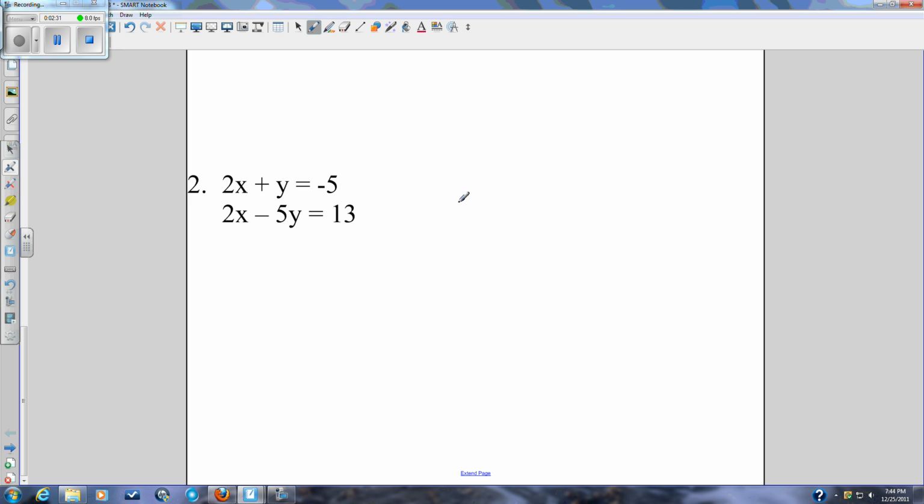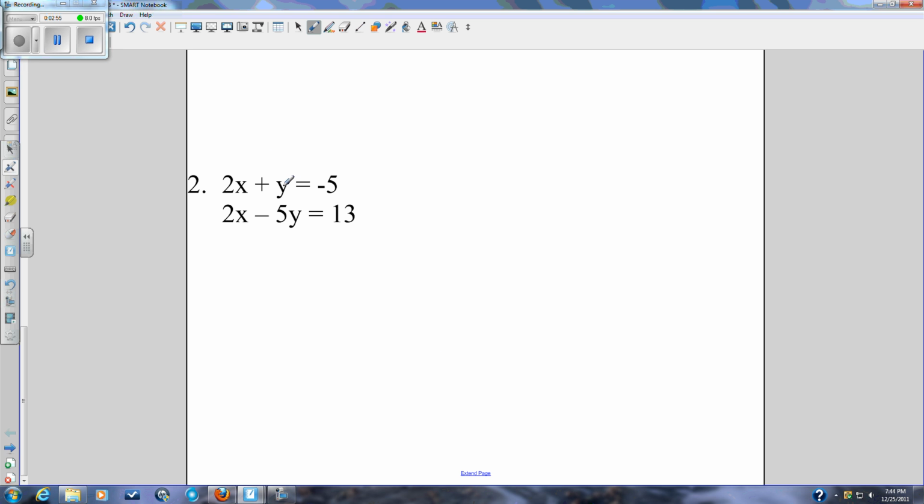Now let's look at our second system of equations. We have 2x plus y equals negative 5, and 2x minus 5y equals 13. Now if we were to just add these together, you notice that neither the x's nor the y's would cancel. So what you need to do is decide which would you like to cancel, and it doesn't really matter whether you cancel the x's or the y's. Pick one or the other. Let's say that I decide I want to pick the y's.